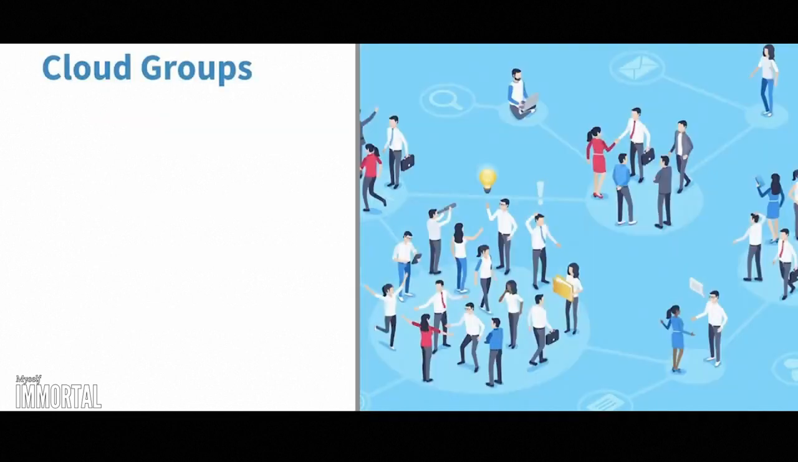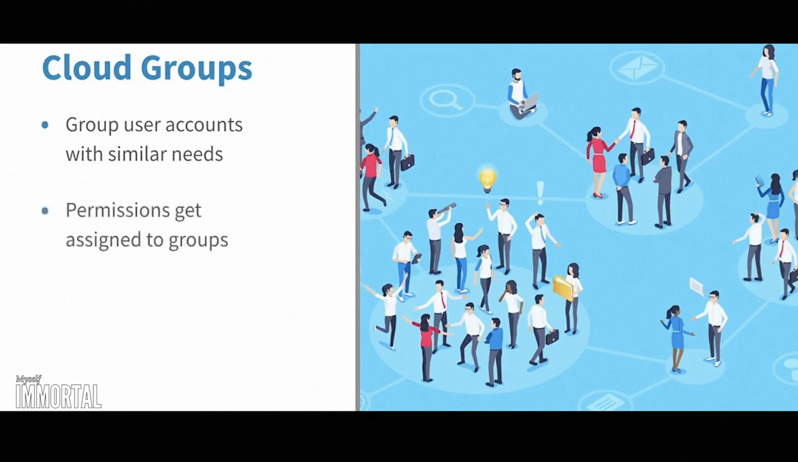The other thing to think about is organizing users into groups. Now, this is an age-old mechanism, of course, when it comes to IT network admin. The idea is that we group user accounts with similar needs into groups, and then permissions get assigned to the groups. It's just much easier to manage, especially at scale, than assigning permissions to every individual user.